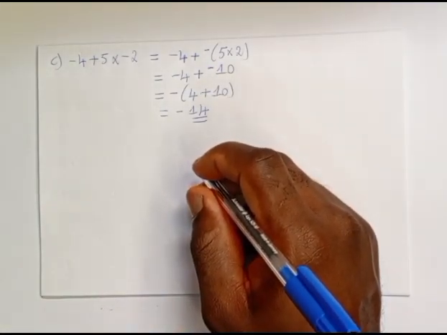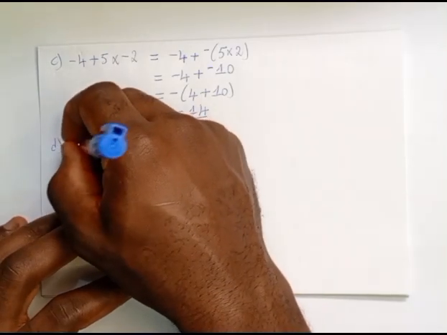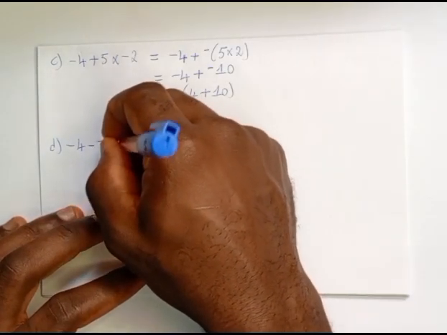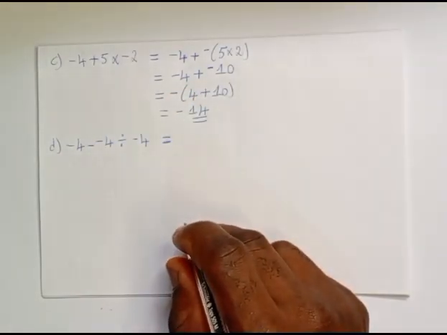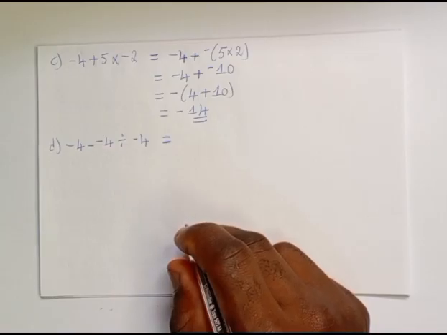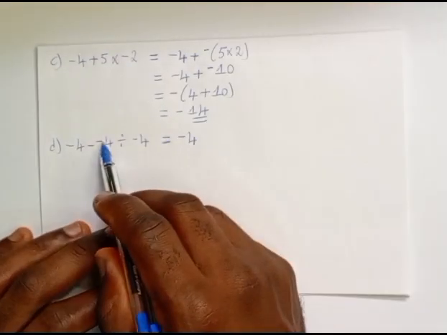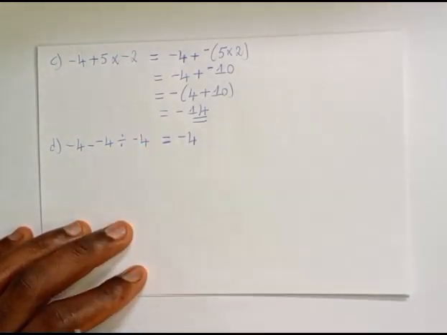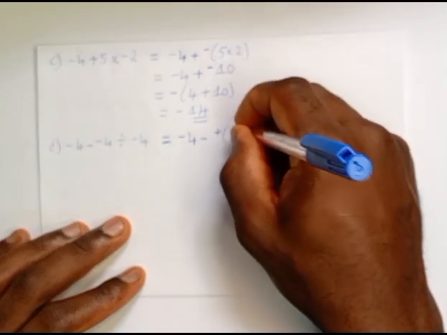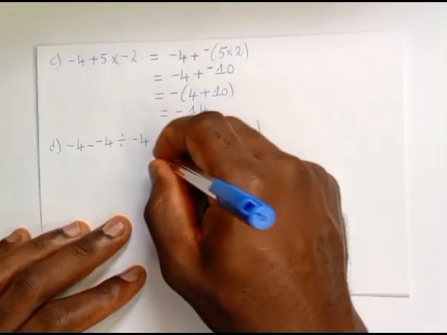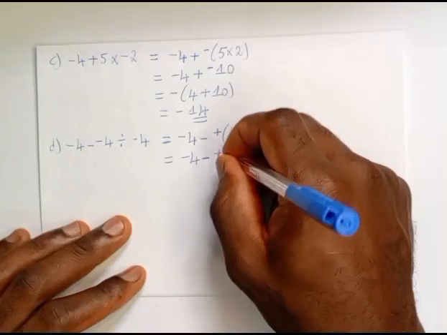We move now to question D. We have negative 4 minus negative 4 divided by negative 4. This will simply be equal to, according to BODMAS, we have to perform division first before subtraction. Negative 4, we have to divide negative 4 by negative 4. We are dividing two negative numbers. The resulting sign will be positive. We put the positive sign, then we divide their absolute values, 4 divided by 4. This will be equal to negative 4 minus positive 4 divided by 4 gives us 1.